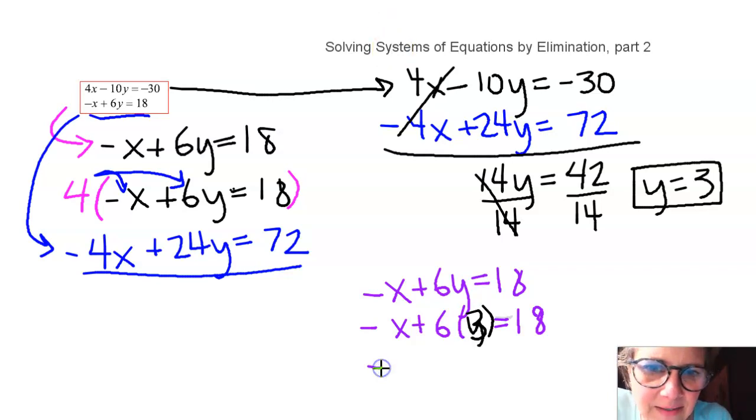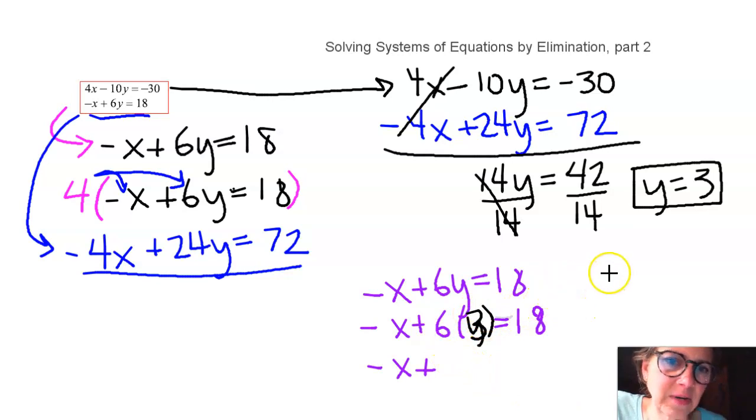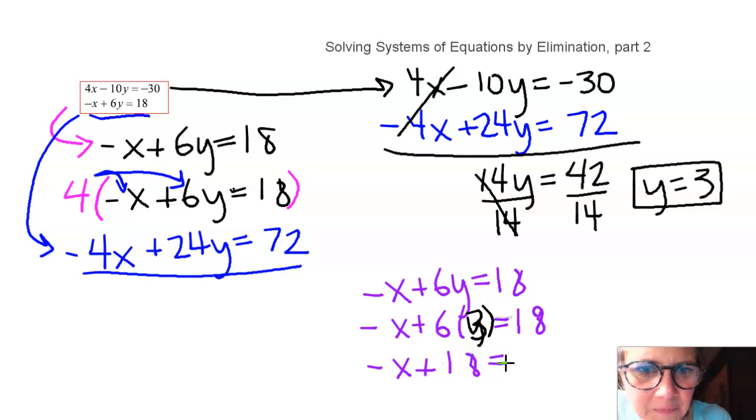So negative x plus 6 times 3. What I did wrong is I just wrote y again, which I shouldn't have done. What I should have done is write in the 3, because the 3 is what came from right here that we already figured out before. 6 times 3 is 18. Another funky 18, equals 18.